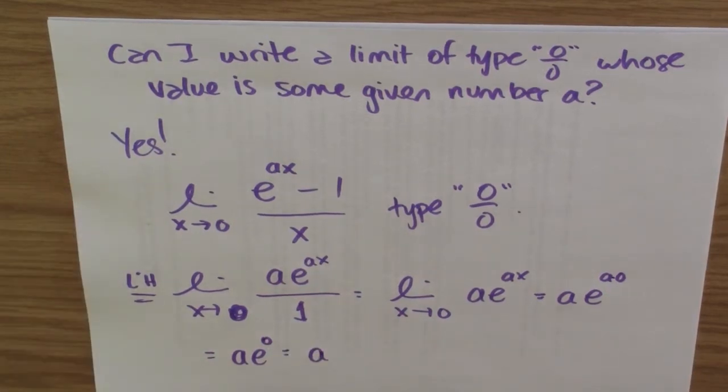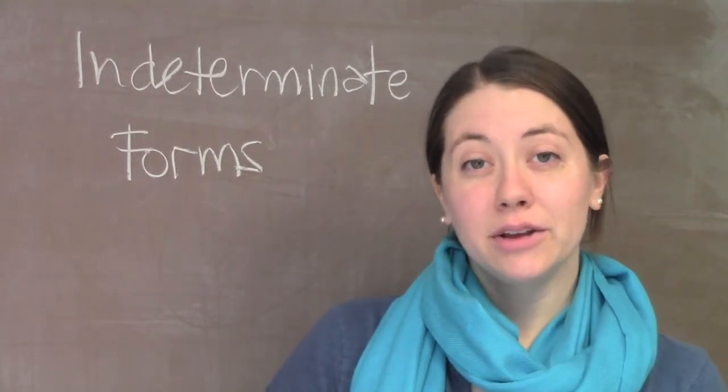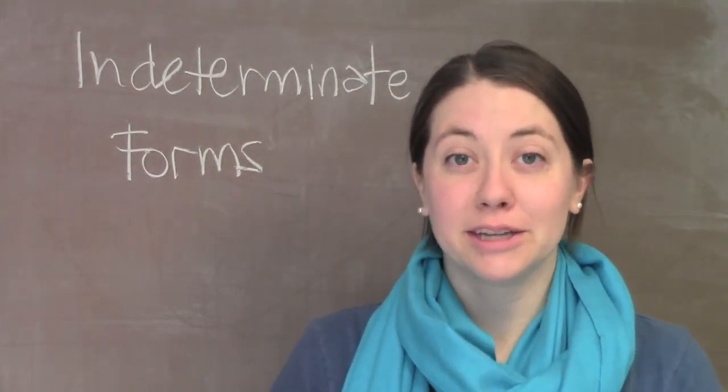And a times 0 is 0, so this is really a e to the 0, which is just a times 1, or a. So again, I got that this 0 over 0 type limit can take on any value at all. As long as you give me this value a, I can create this limit and get a for my answer. I hope this has been a good chance for you to practice some more using L'Hopital's rule.